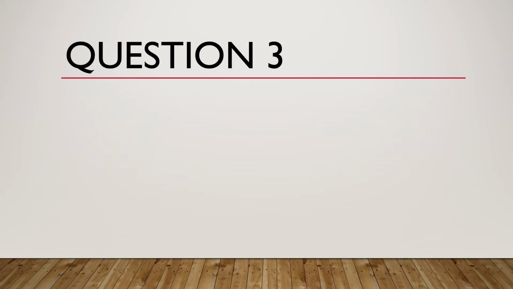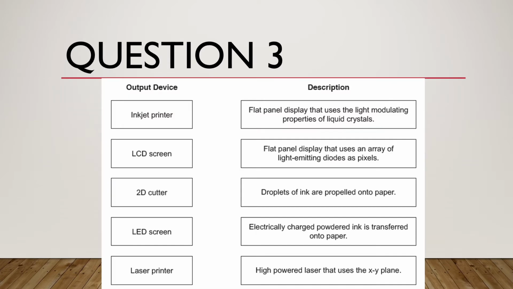Question number three, so we had to do a matching. So inkjet printer, this will go to droplet of ink propelled onto paper. LCD screen, flat panel display uses modulating properties of liquid crystals. 2D cutter, high powered laser that uses XY plane. LED, flat panel display that uses an array of light emitting diodes as pixels. And lastly, laser printer, electrically charged powdered ink is transferred onto paper.